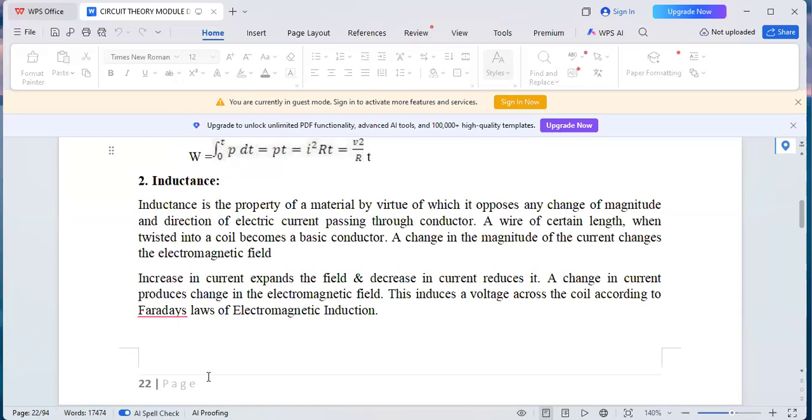Increase in current expands the field, and decrease in current reduces it. I think we are done here already.